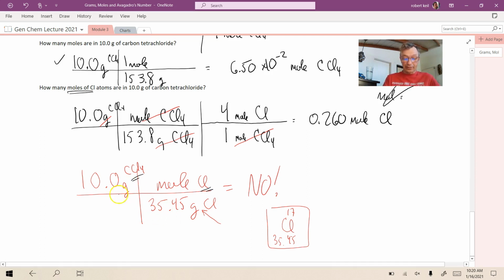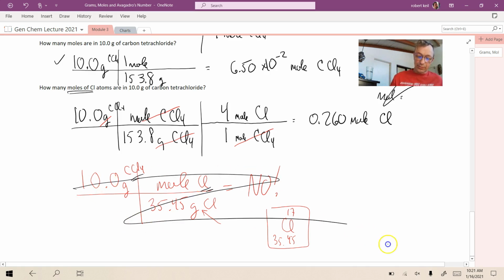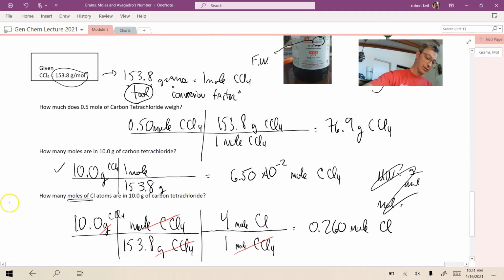So if you try to cancel this out at first, you end up with all sorts of goofball numbers that just don't make any sense. And there's more complex ways of doing this question, but why bother? Don't do that. So, label, understand what the conversion factors are, and it's not going to be that bad. But it's a skill that is really important. This is a critical skill.